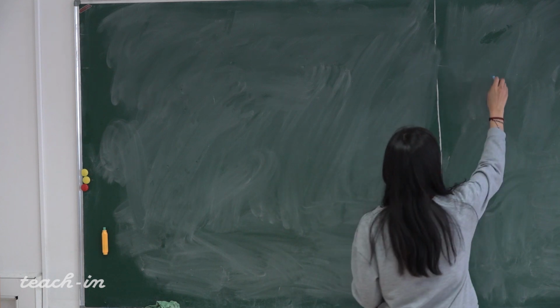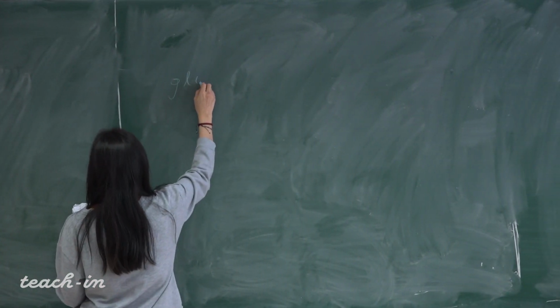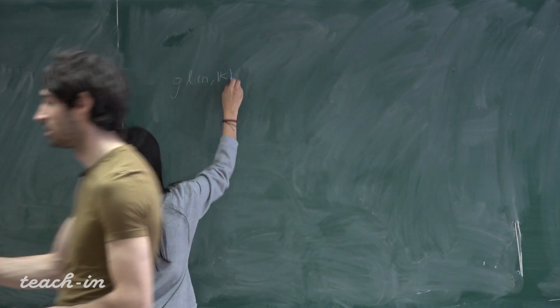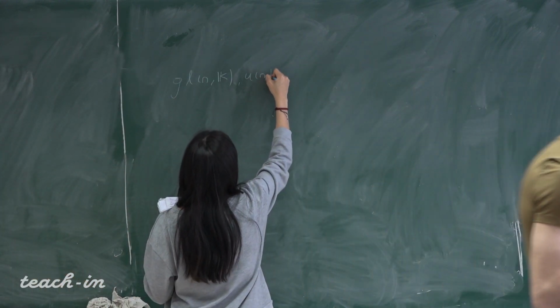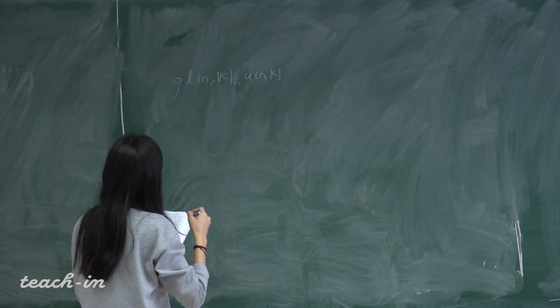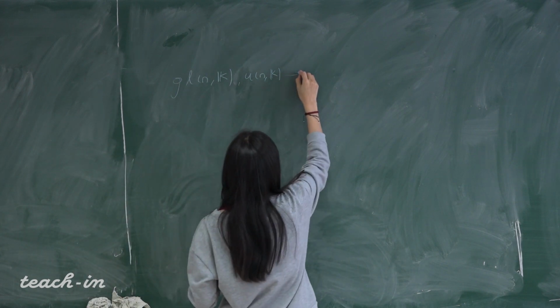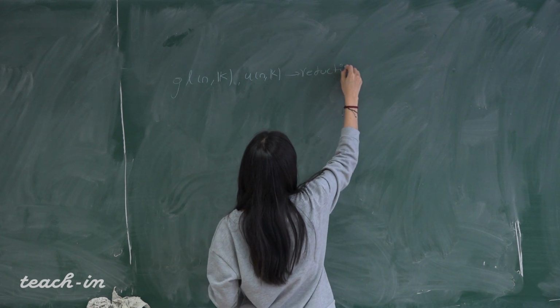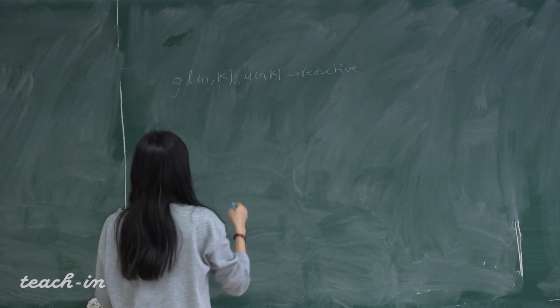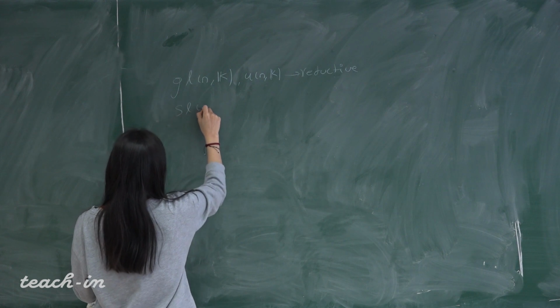So we want for GL_n, okay? These are reductive. And SL_n and K.